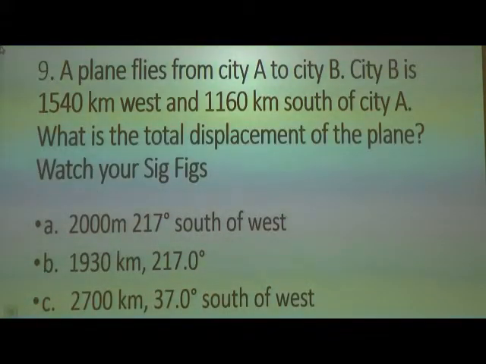Alright, number 9. A plane flies from city A to city B. City B is 1,540 kilometers west and 1,160 kilometers south of city A. What is the total displacement of the plane? Watch your sig figs for this one. So those are your choices. See if you could sketch this. See if you could figure this out using the Pythagorean Theorem.